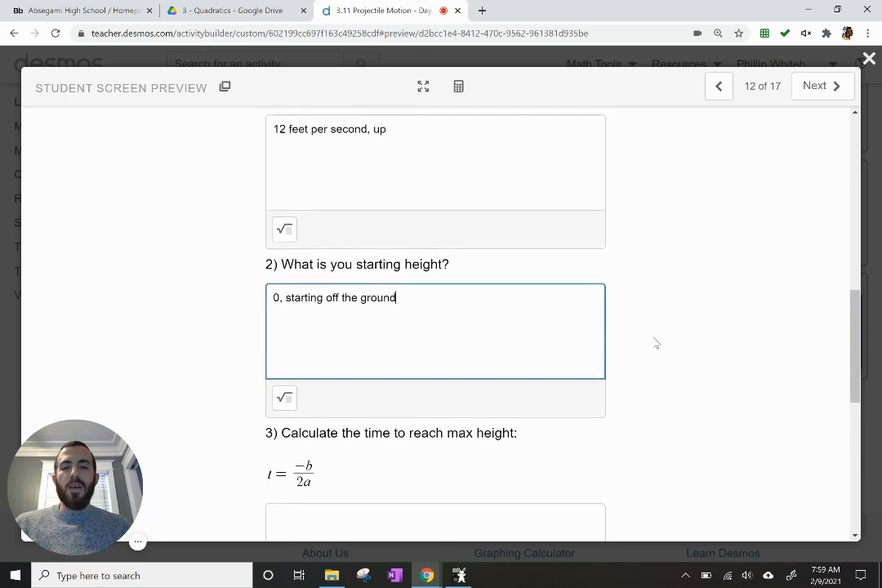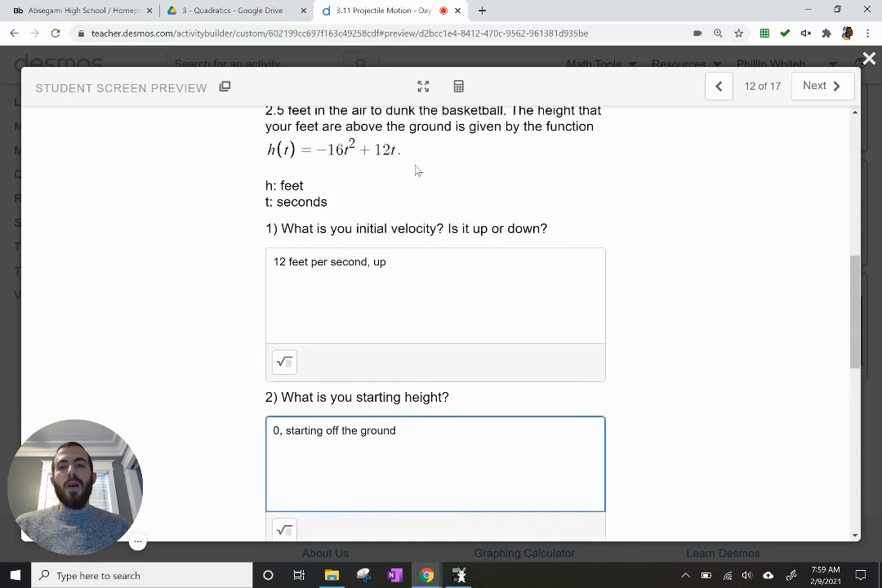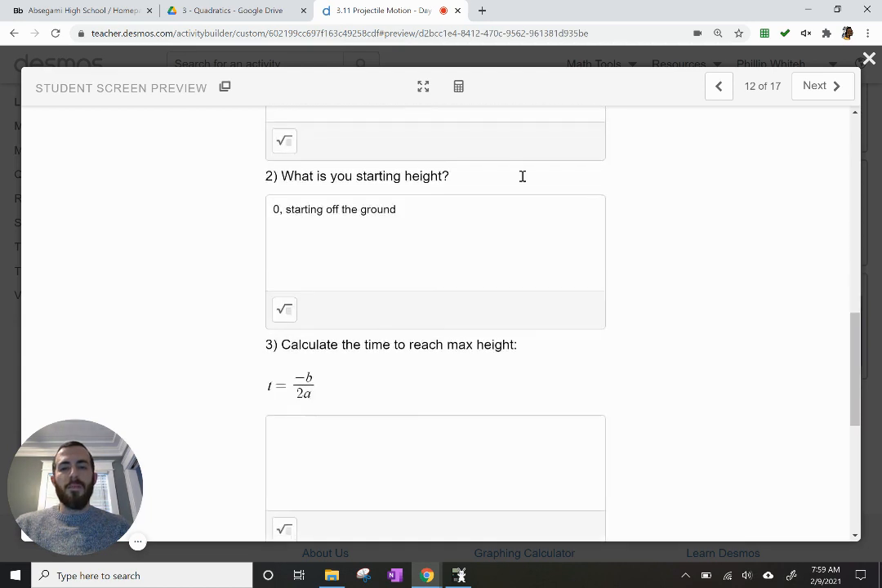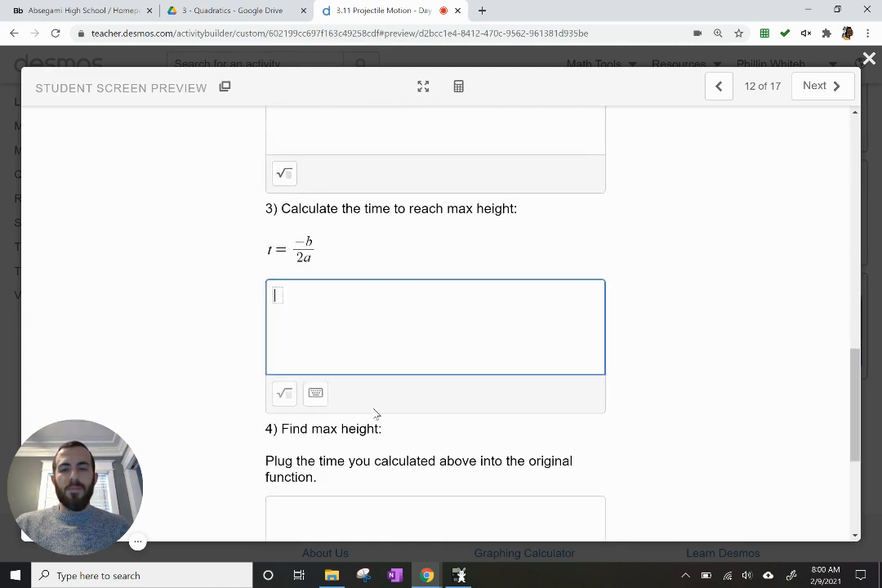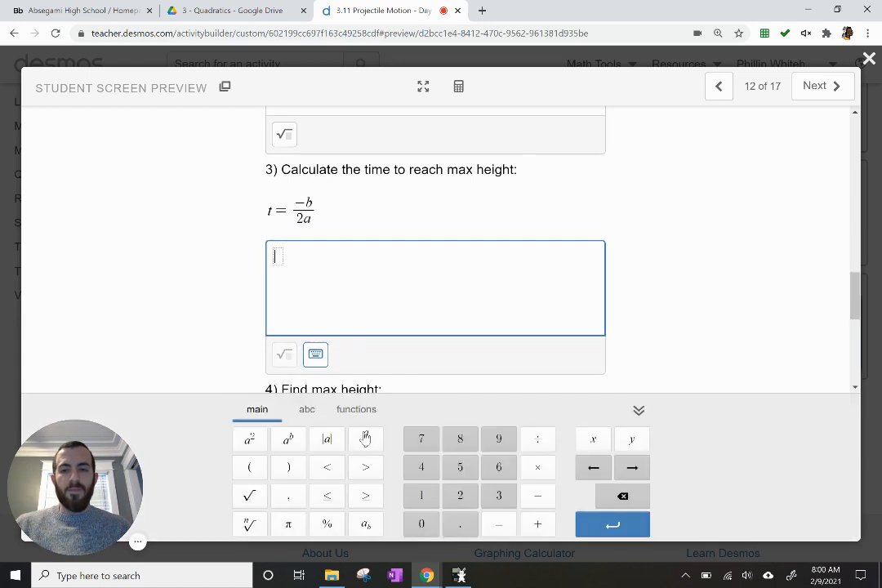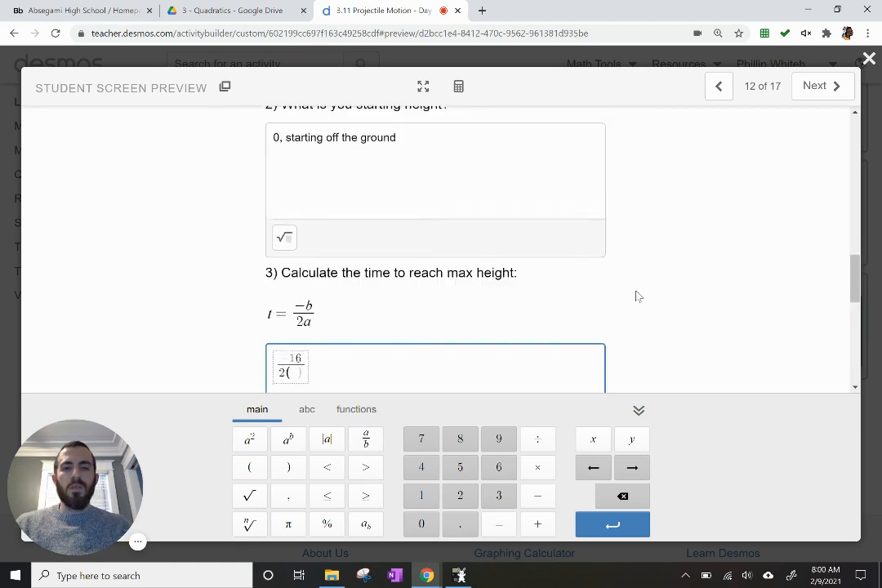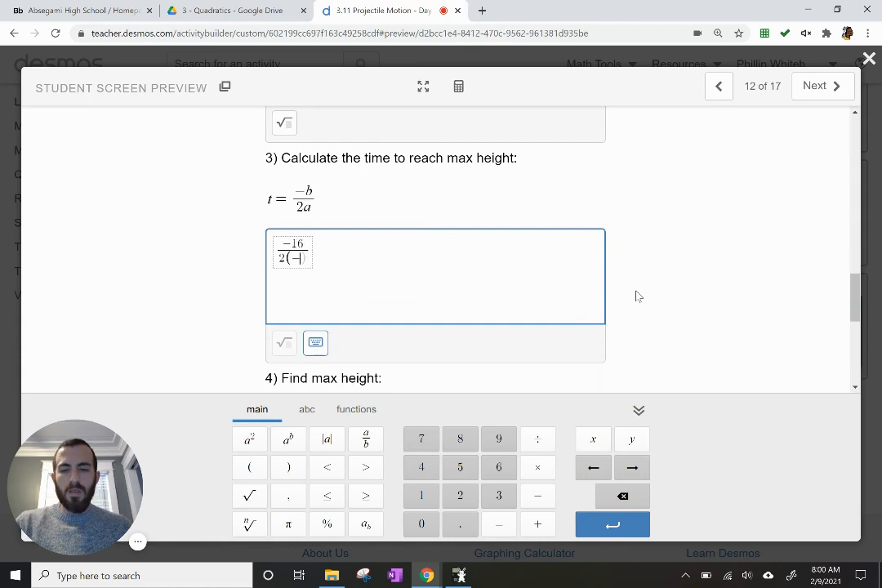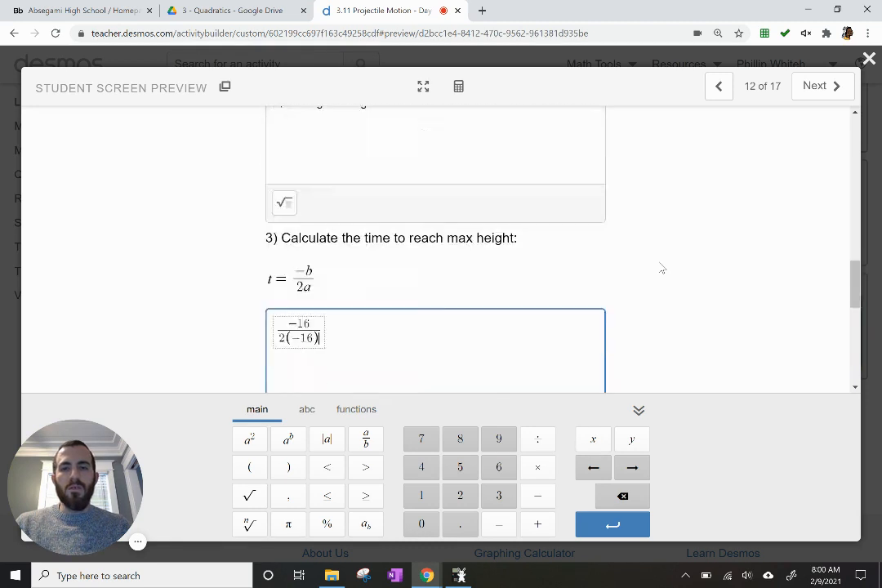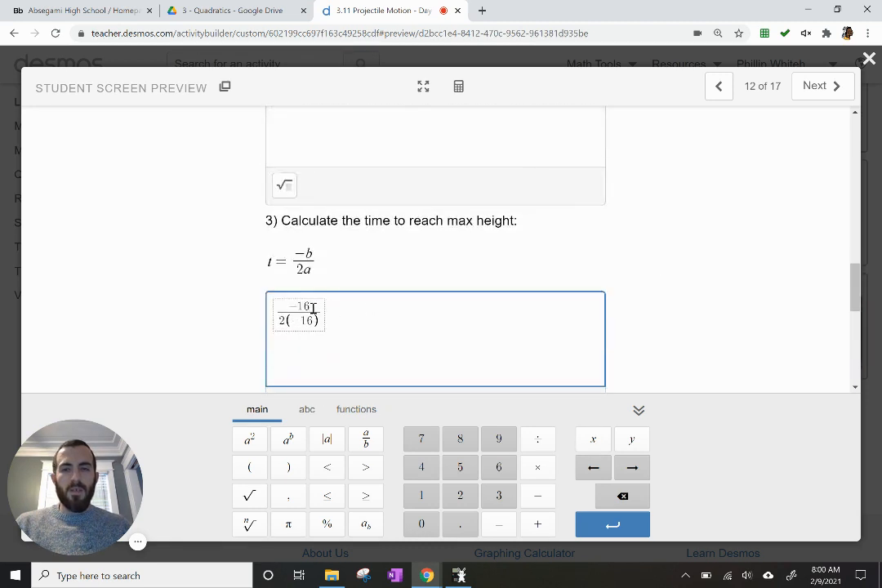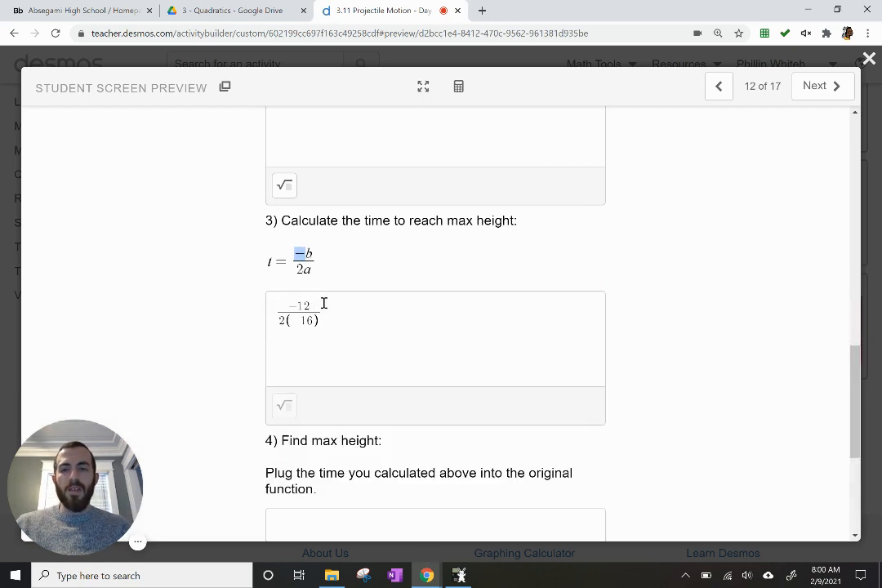All right, calculate the time it gets to the max height. So negative b over 2a. Remember, standard form: negative 16 is a, 12 is b. Over 2 times our a value, which was negative 16. Oops, wait, our b value was 12, sorry. And it's negative because in our equation here, we have negative b.